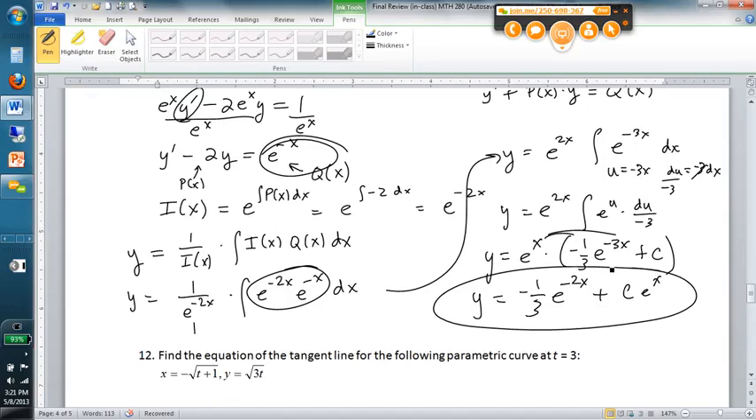Now, I don't know if I have one on the final, but remember the other component to this was the initial value. If I was given an initial value, y of 0 equals 5, whatever, what would that allow me to do? Find the particular solution, the c value.